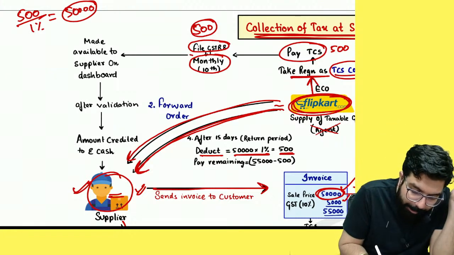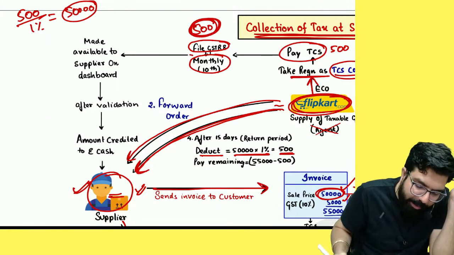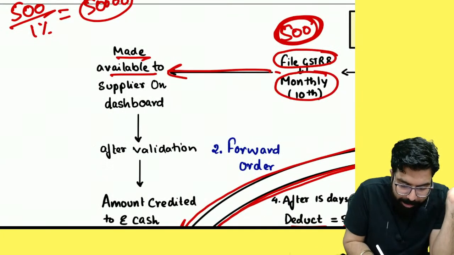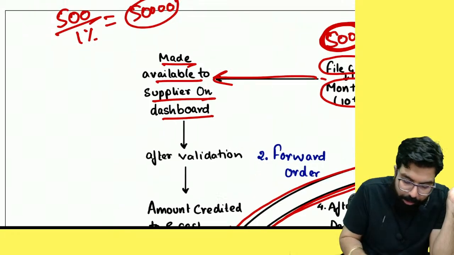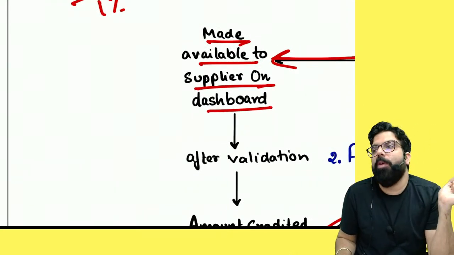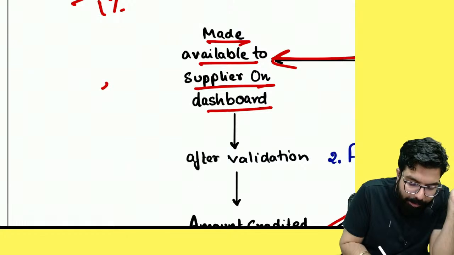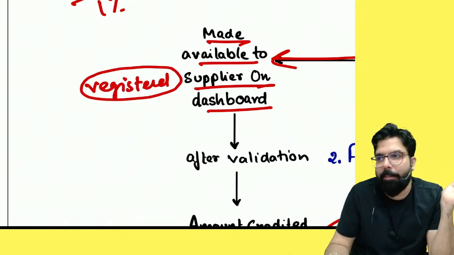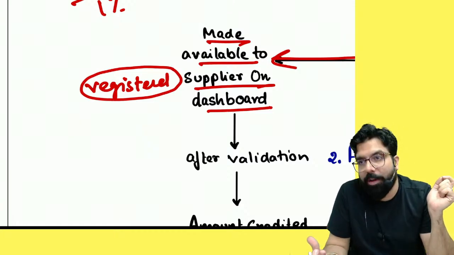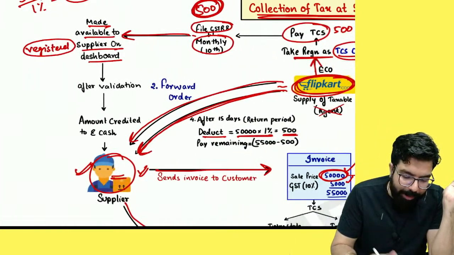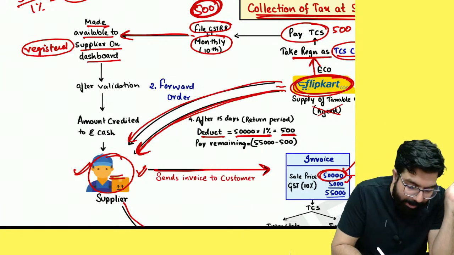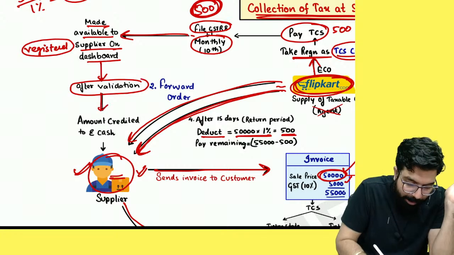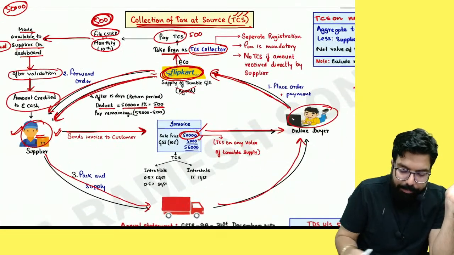So now what will happen? This 500, will the government return it to me? It will be made available on my dashboard. This time they made one small amendment. They said it will be made available only to whom? Registered supplier. If I am not registered, then how will it be made available to me? So the word registered was added. I will do the validation. Correct. I should get 500 and the amount will come in my e-cash ledger. Is my point clear to all?